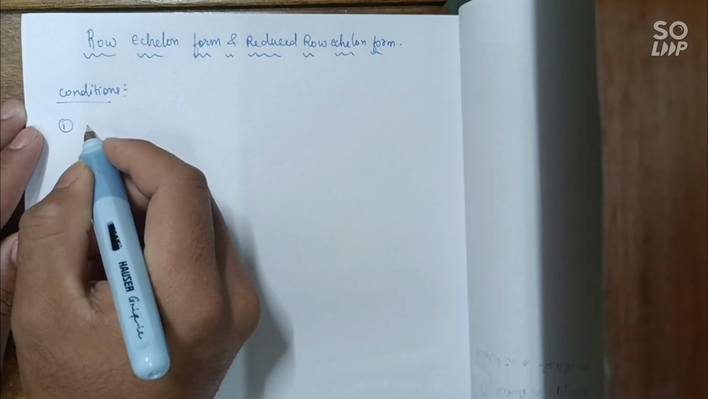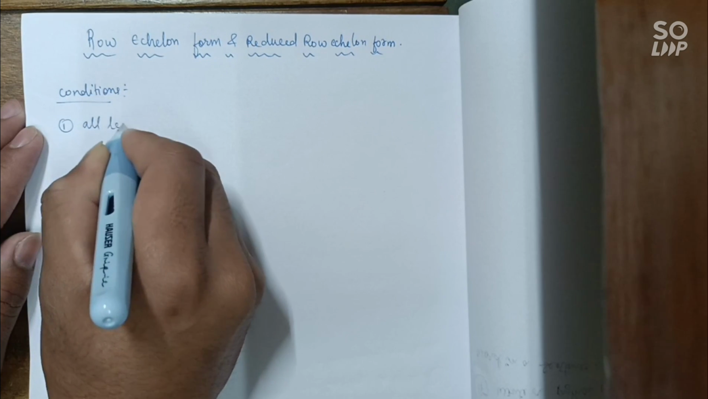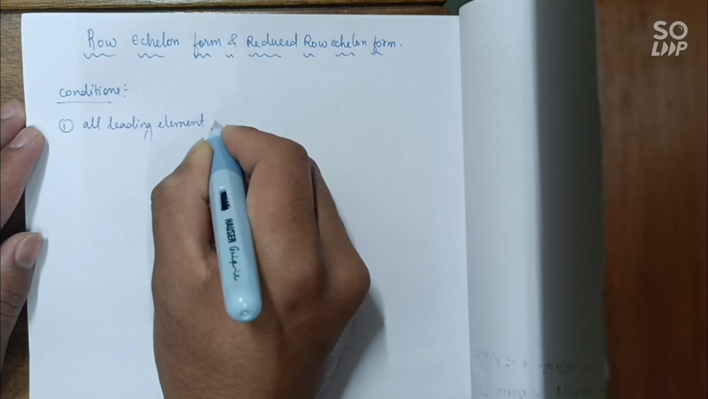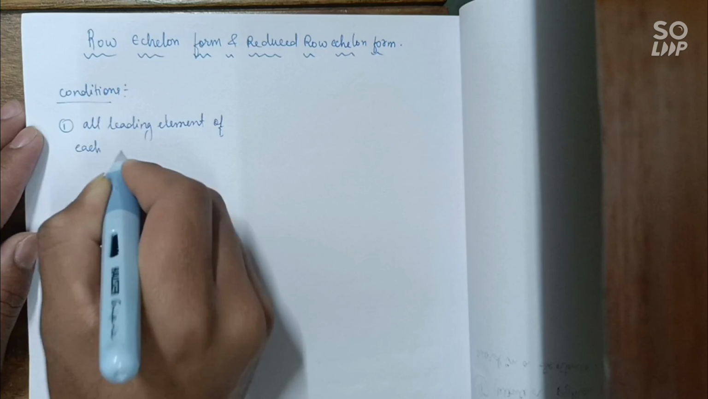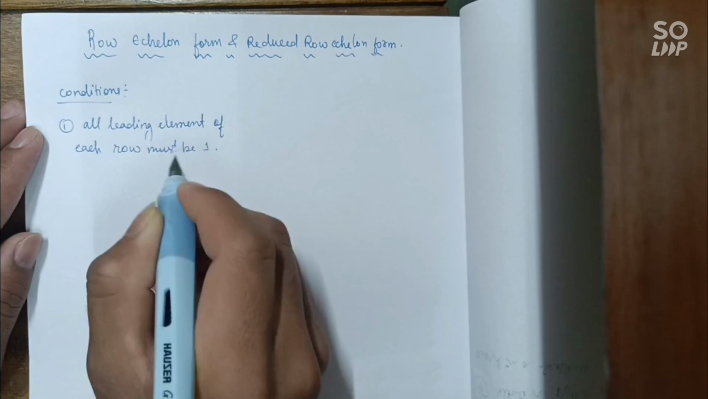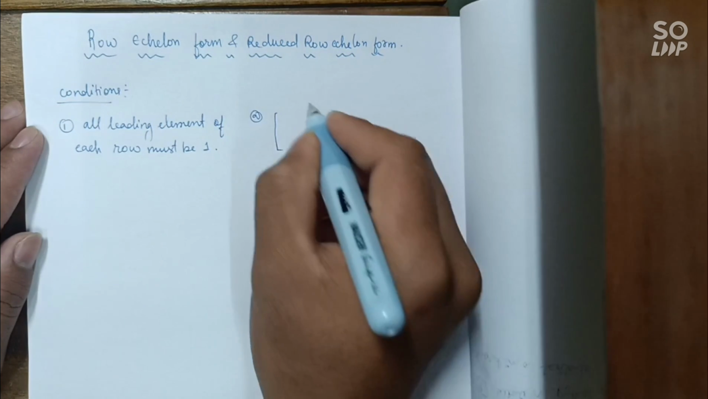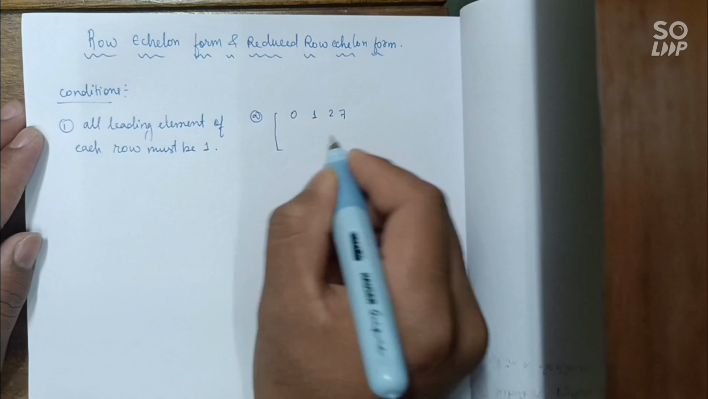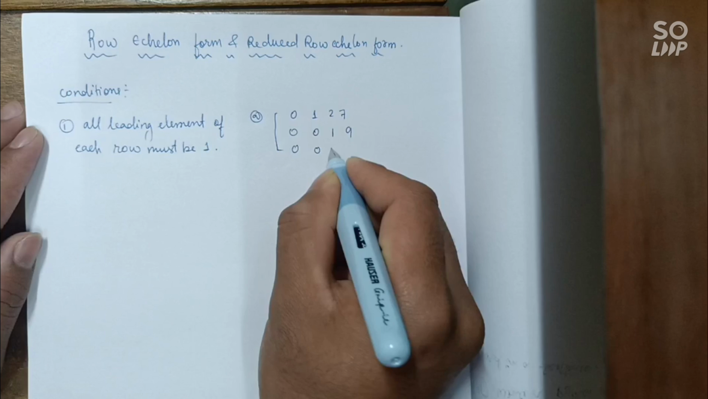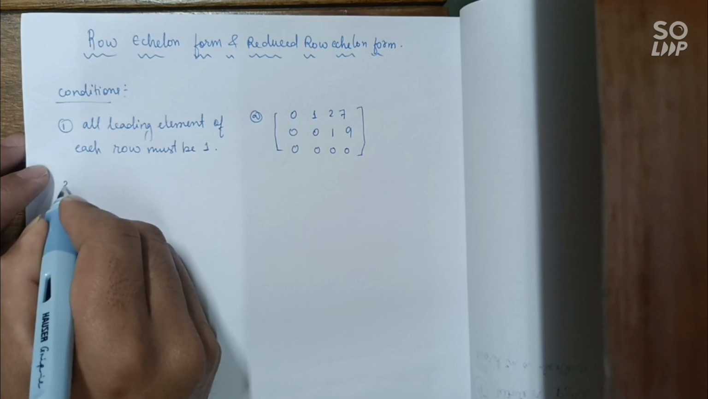Number one, all leading elements of each row must be 1. Let's see an example here. Example A. Let's take a matrix: 0, 1, 2, 7, 0, 0, 1, 9, and 0, 0, 0, 0. Let's check for the second condition too.